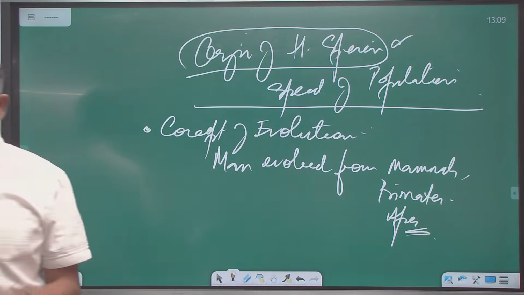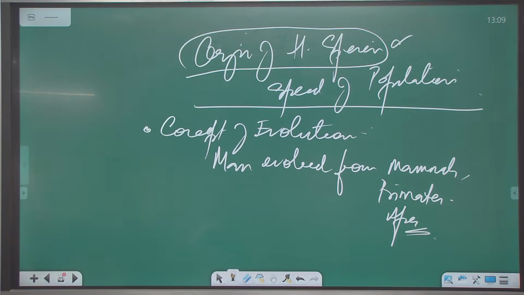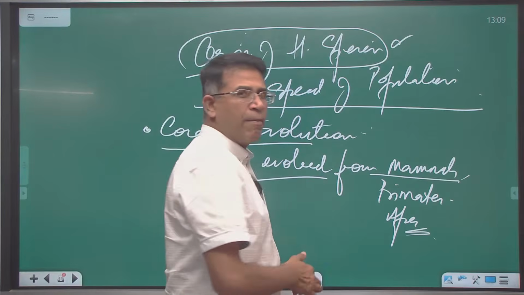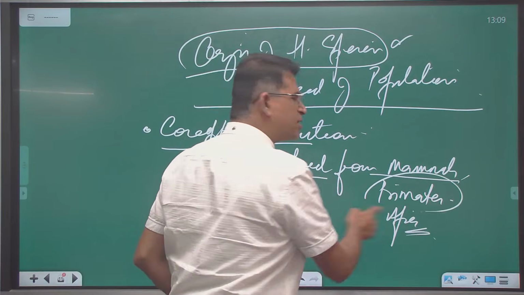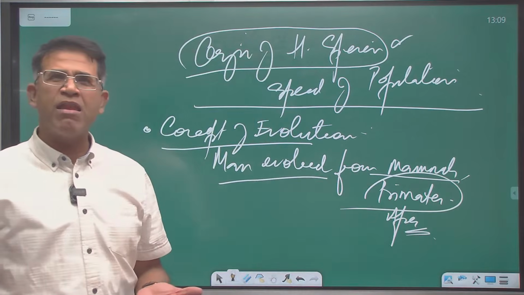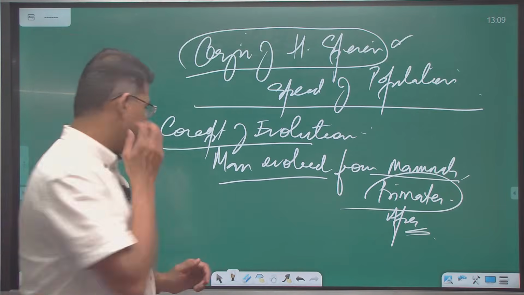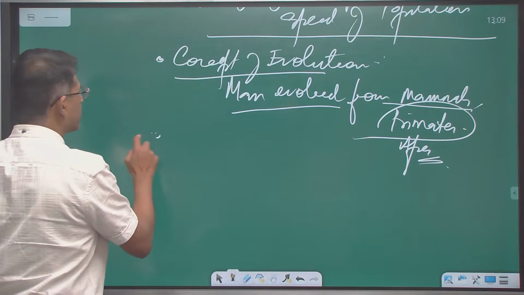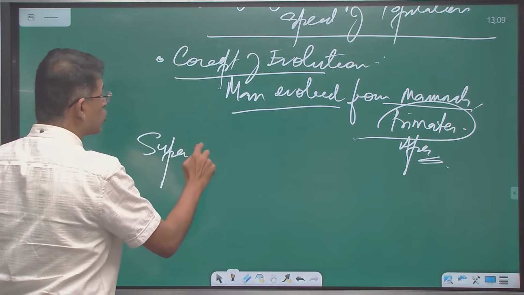Okay. The keywords, don't write down, like I'm dictating. Keep writing as I'm speaking. There is a concept of evolution that man has evolved from mammals. Man evolved from primates. Primates includes monkeys. Man evolved from apes. So, इस evolution में there is something called as a super family.